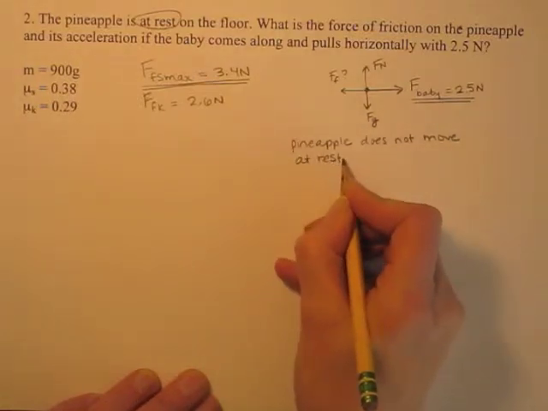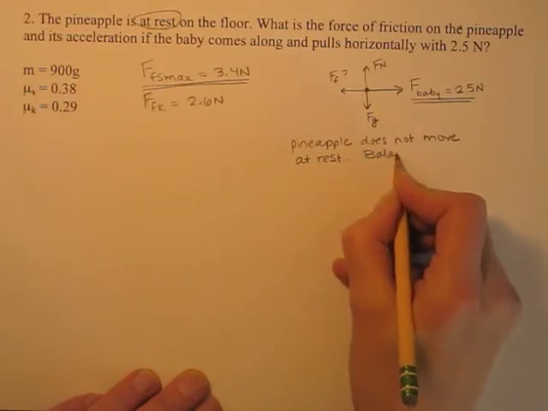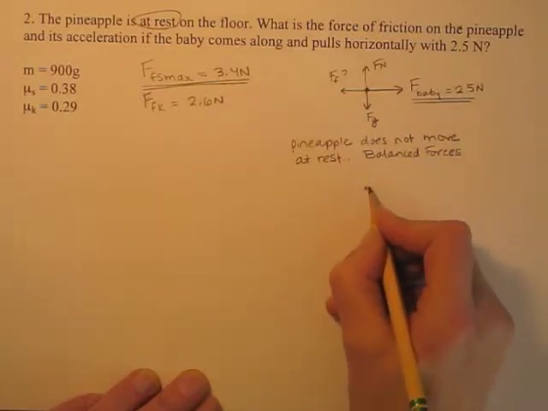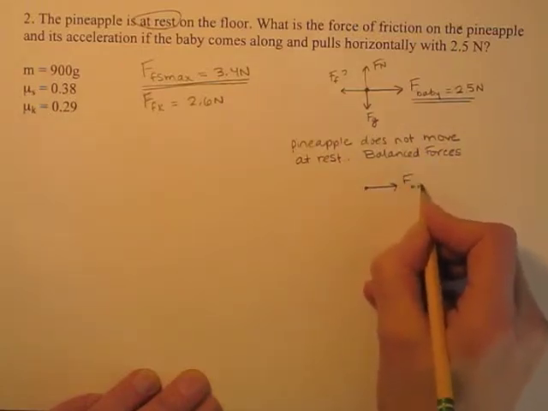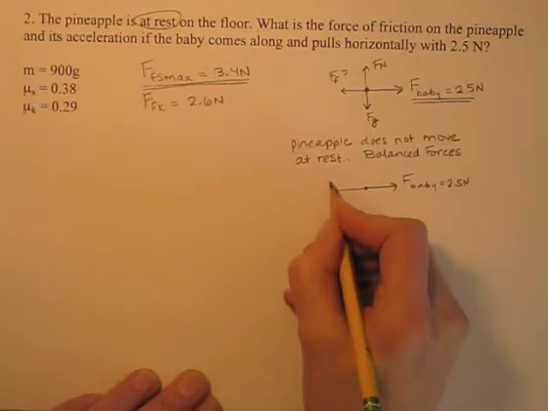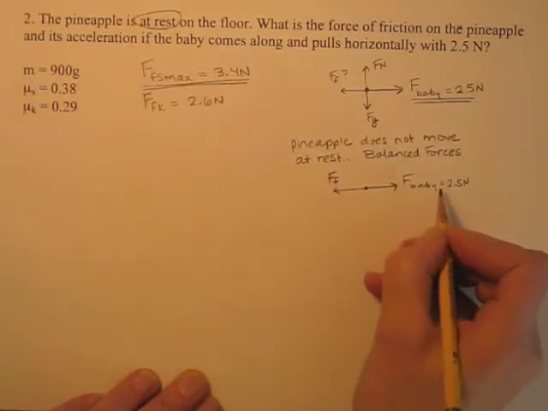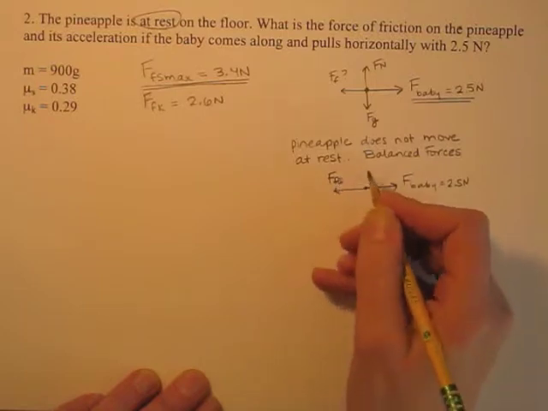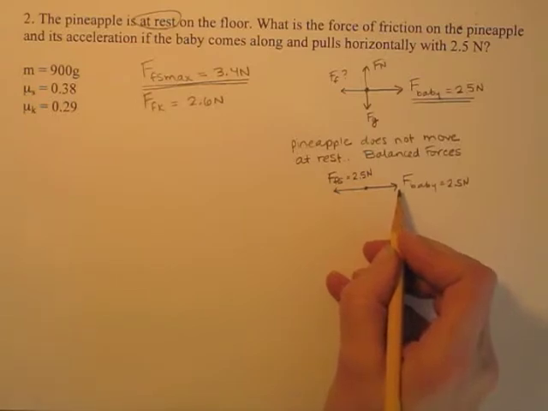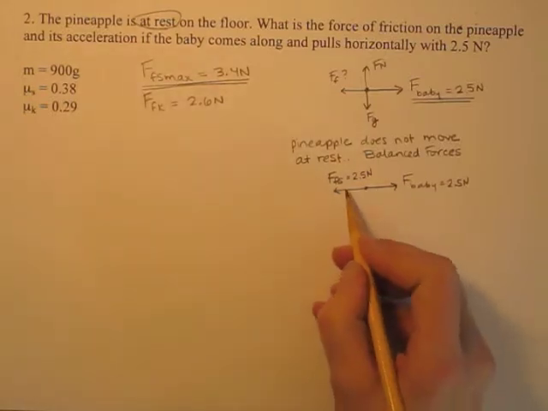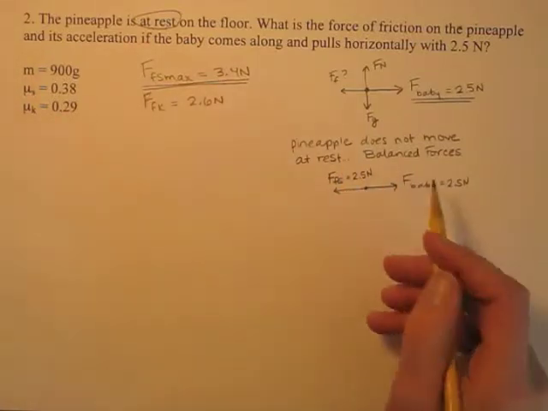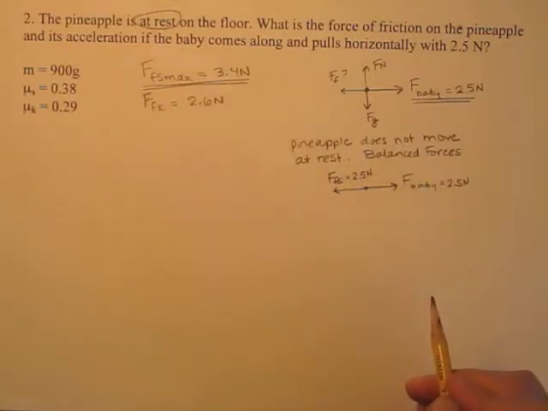So if the pineapple is at rest, that means that there must be balanced forces on the pineapple. So if the forces are balanced, that means the force of the baby is 2.5 newtons, and the force of friction must also be 2.5 newtons. And because it's at rest, this is static friction, which is balancing the force of the baby trying to move the pineapple. So the force of static friction can increase all the way up until 3.4 newtons. If the baby pulls with more than 3.4 newtons, then the pineapple will move.